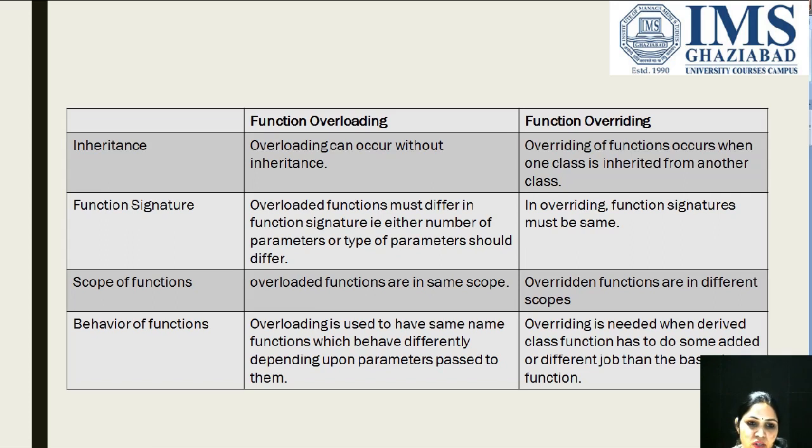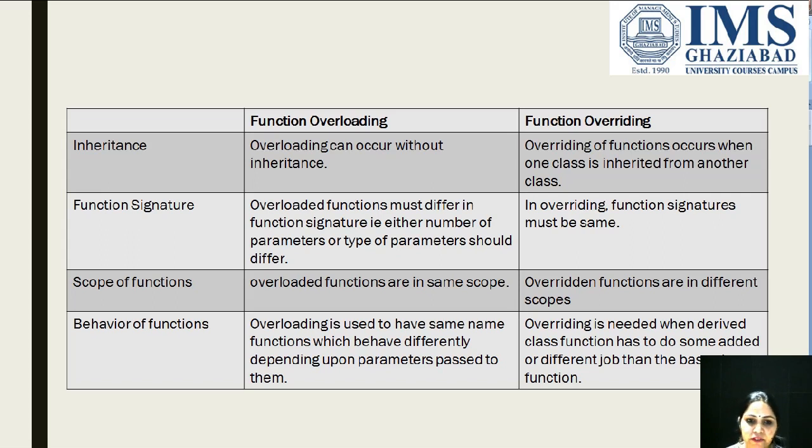And then we have the scope of functions. So overloaded functions are in the same scope. That means if I am using two overloaded functions in the same main function or in the same class, then it is function overloading. But for overriding, since the functions are written in different classes, one in the base class and one in the derived class, their scopes are different.